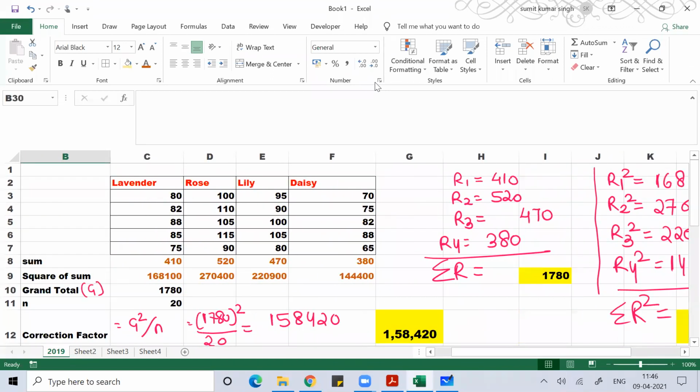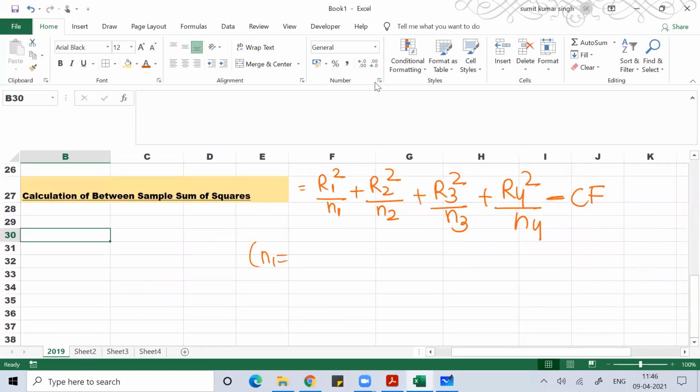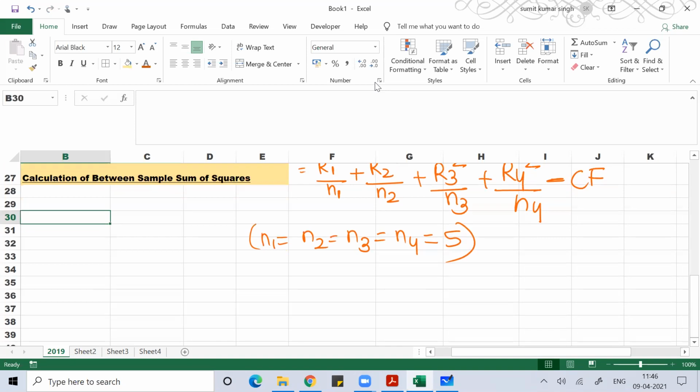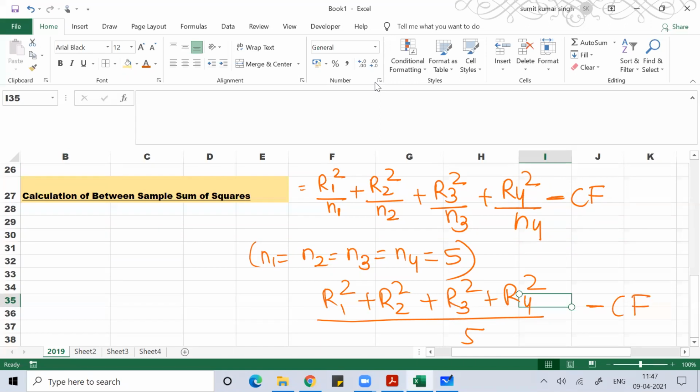Your n is how much? In every case, your n is 5. That is equal to 5 in all the cases, so you can directly write down this formula as R1 square plus R2 square plus R3 square plus R4 square divided by 5 minus correction factor, because your N1, N2, N3, N4 all are equal to 5.